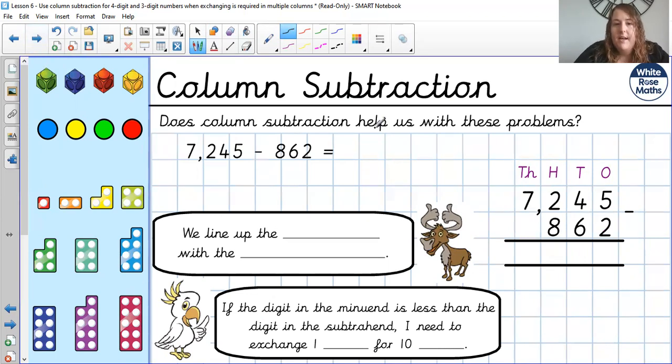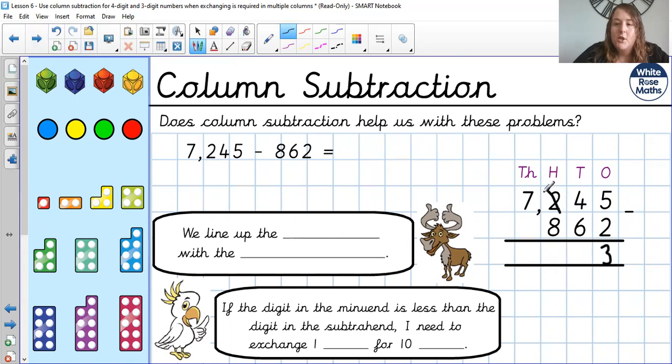This time 7,245, subtract 862. So again, I've lined up my ones with my ones, my tens with my tens, and my hundreds with my hundreds. Okay, starting with my ones column then, 5 take away 2 is 3. Brilliant, I could do that one. Next then, in my tens column, 4 take away 6, I can't do at the moment.